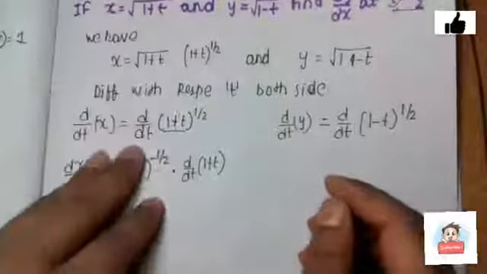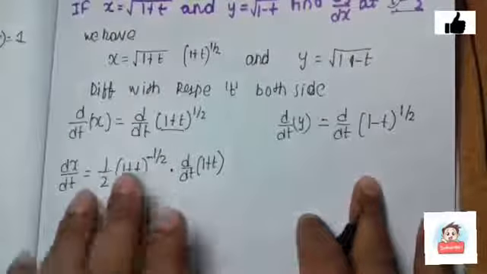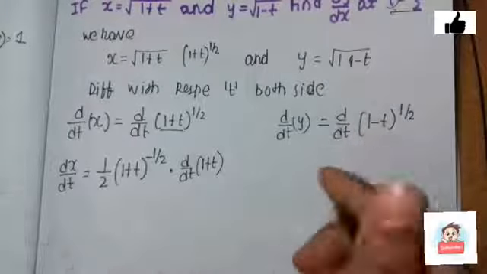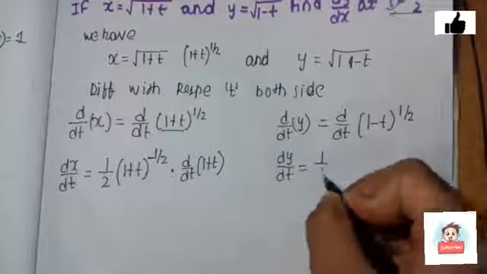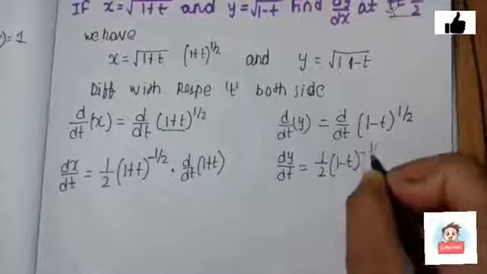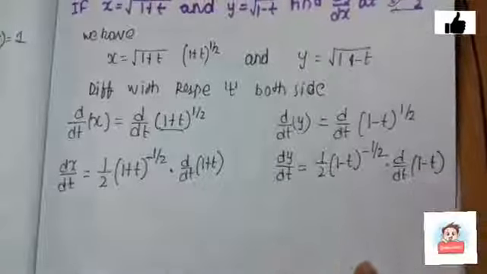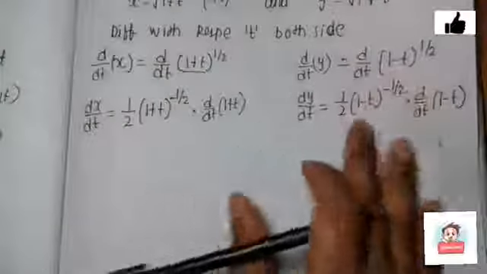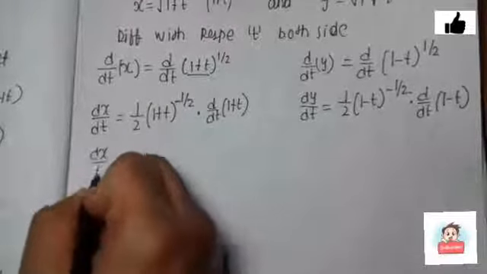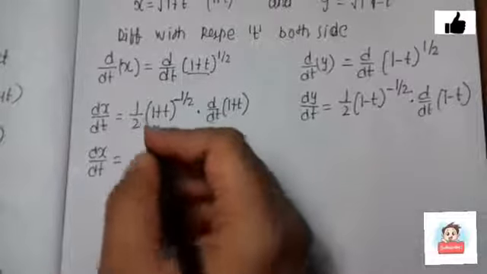You can solve x and y first, but now I am making the video, so I am making you understand one step of this and one step of this, vice versa. Now this is dy by dt equals to half 1 minus t to the minus half into d by dt of 1 minus t. So when we do our next step, we will see how the difference is created. dx by dt equals to, as minus 1 comes down, it is positive, and when it goes in the root, we will see how it comes.